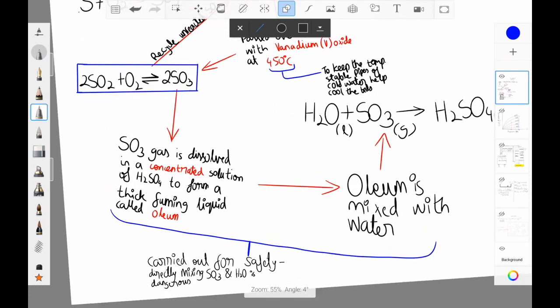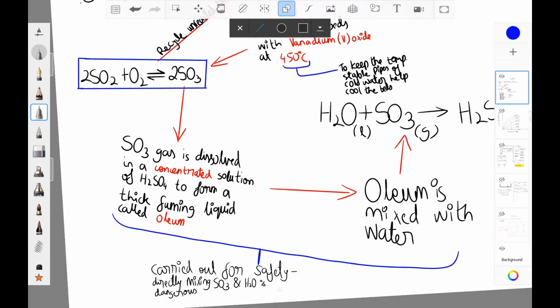Now what happens here is that you can directly react the sulfur trioxide with water to get sulfuric acid. But the drawback of this reaction is that it's very dangerous, it's very violent, and it actually produces fumes of sulfuric acid, which can be very dangerous, especially in a factory. Which is why you do a two-step process, highlighted in blue here.